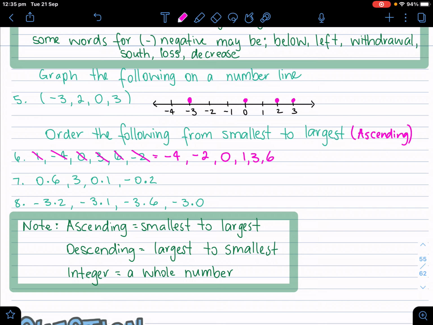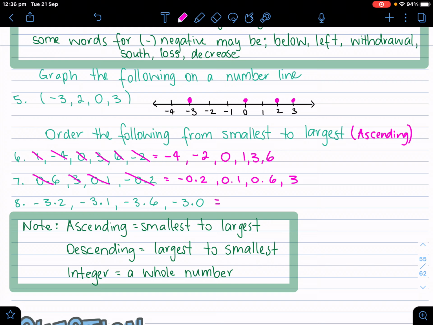The next one is a little bit trickier because now we're dealing with decimals as well as integers. An integer, as you can see in the note, is a whole number, and that's a term that you need to know. So the smallest number out of all the numbers there is negative 0.2. After negative 0.2, the next smallest number is 0.1. Then 0.6, and then 3.